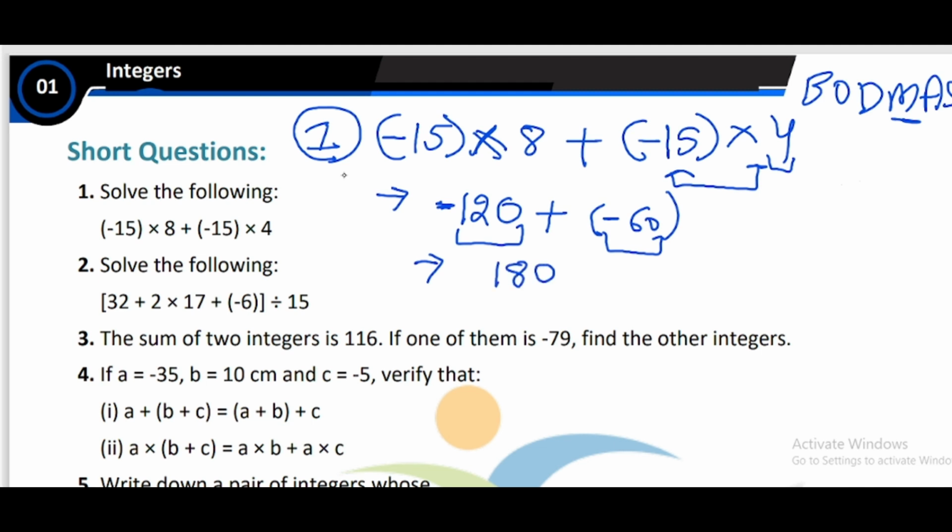Then which one is greater? 120 is greater than 60. Then the sign of 120 is minus. Then the right answer is minus 180. Let's see how we solve.